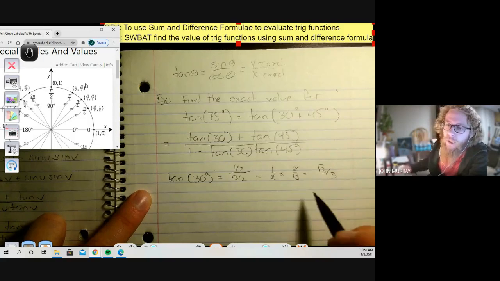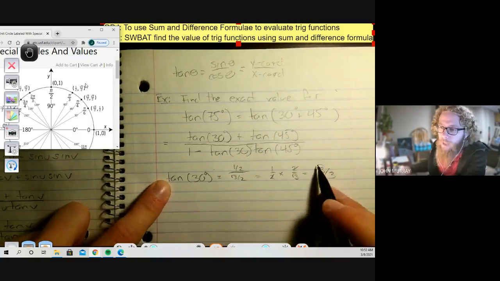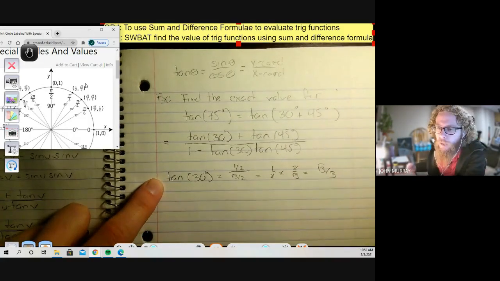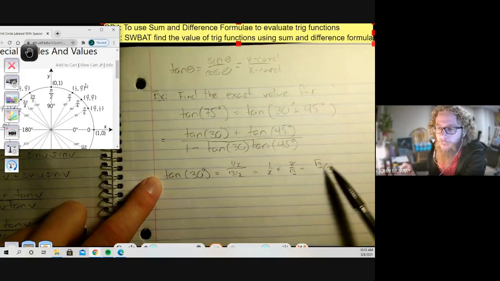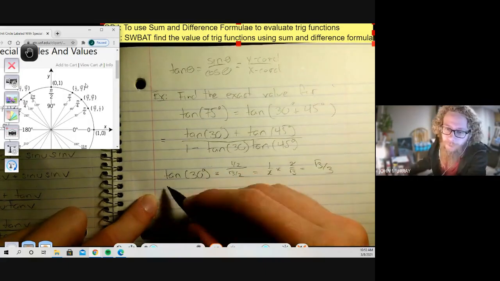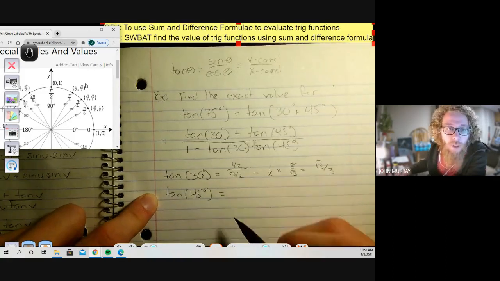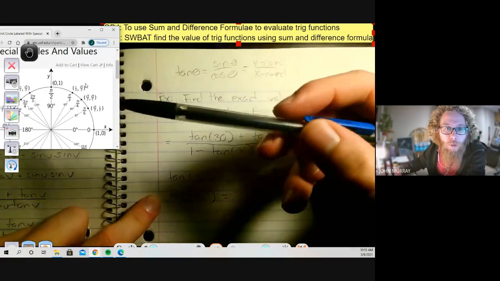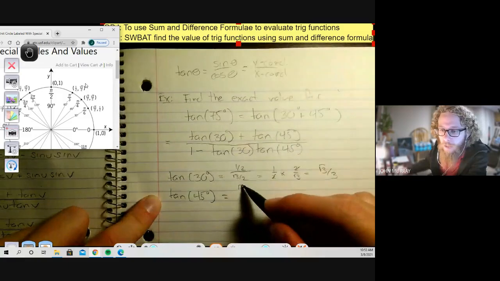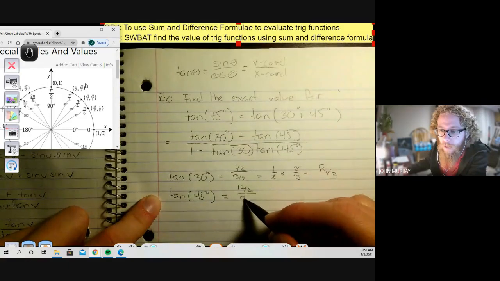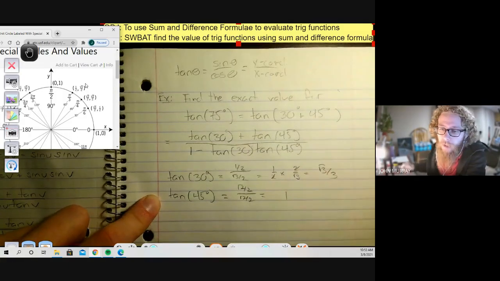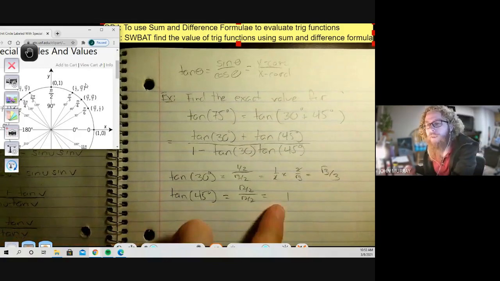Okay, I skipped a step in simplifying, but the tangent of 30 is √3 over 3, or 1 over √3, but we make it look nicer. The tangent of 45, well, they're both √2 over 2, so that works out nicely. And the tangent of 45 is 1.